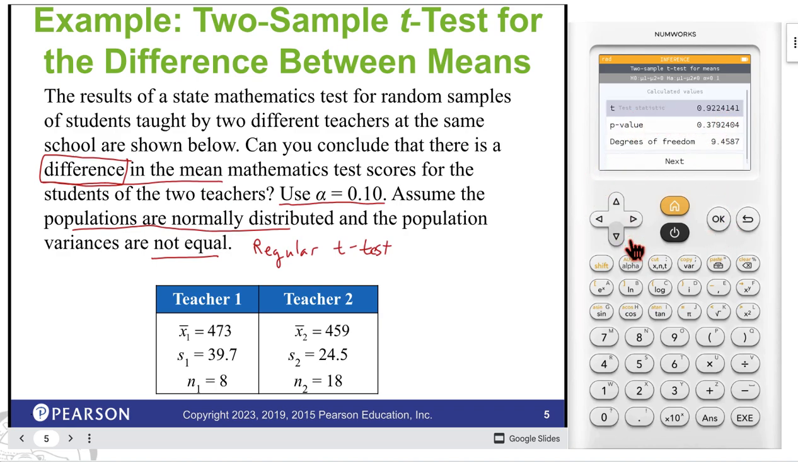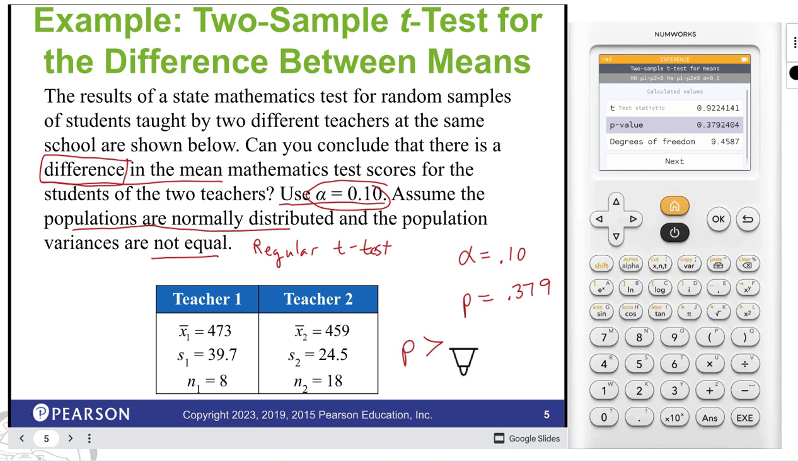We got a t-value. We've got a p-value. And at this place, we could actually make our decision. We'll also see a visual way to do it. But we're taking this alpha level of 10%, and we're comparing it to the p-value of 37.9%. And what we see is that p is bigger than alpha. So that is a fail to reject. Fail to reject what? The null hypothesis.